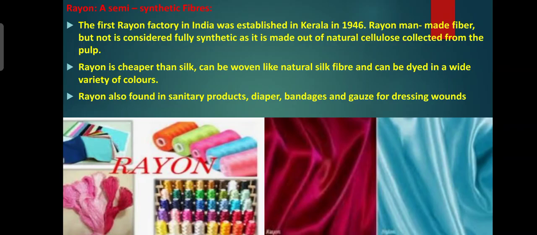Rayon is cheaper than silk. It can be woven like natural silk fiber and can be dyed in a wide variety of colors. It can be mixed with cotton to make bed sheets, or with wool in the production of carpets and home furnishing products. Rayon is also found in sanitary products, bandages and gauze for dressing wounds.